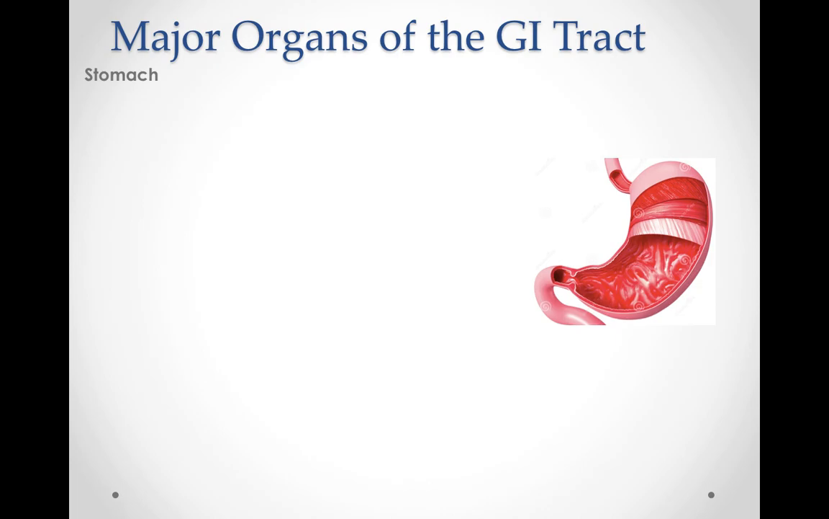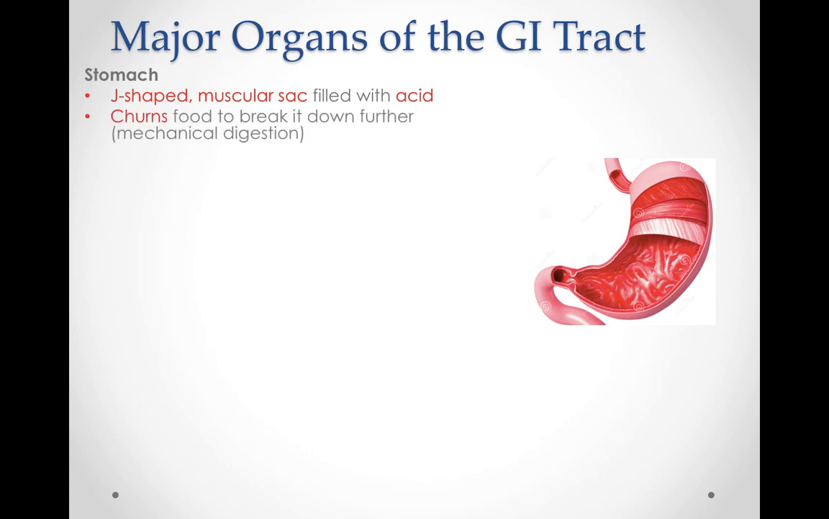Okay, so next up is the stomach. At the end of our esophagus, we have now entered the stomach. The stomach is a J-shaped muscular sac that's filled with acid. In the stomach, we are churning food to break it down further, meaning we're squishing and mashing it. And in the stomach, there are enzymes that help us break down food. So just like the mouth, we have both mechanical and chemical digestion happening in the stomach.